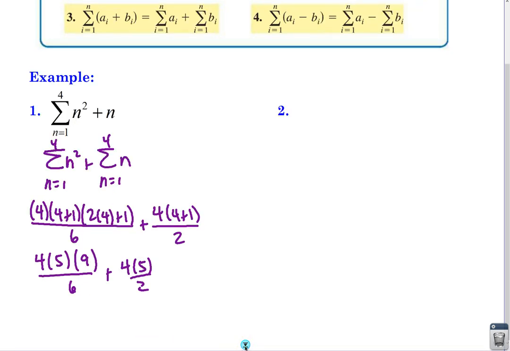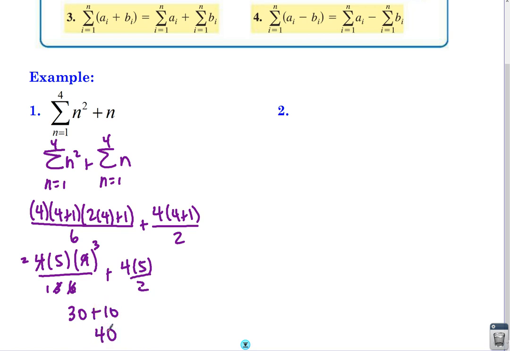Scroll down for a second. This becomes 4. Let's see, the 2, I can take out, make that a 2 and a 3, make that a 1, make that a 3. So 2 times 5 is 10 times 3, so 30 plus 10, I get 40.